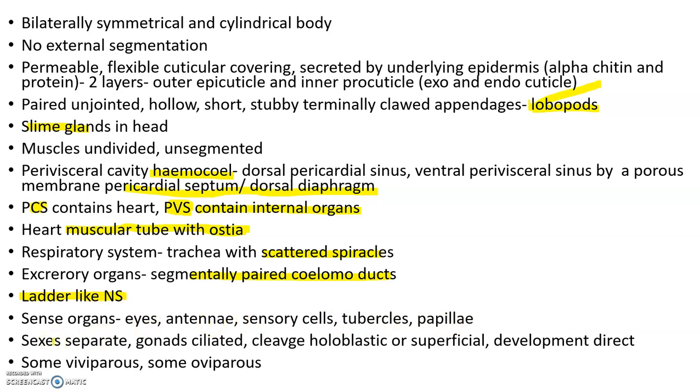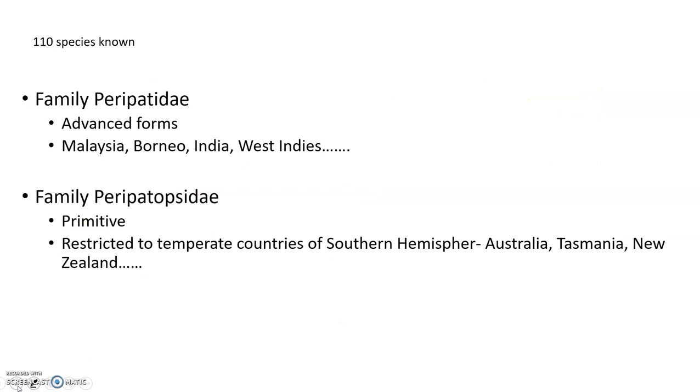Sexes are separate, gonads are ciliated, and cleavage here is holoblastic or superficial. Development is direct, meaning without any larval stage. Some of these organisms are viviparous, while others are oviparous. As you may know, viviparous means giving birth to young ones, and oviparous means they lay eggs. Now, almost 110 species of these organisms are known to us, and they are divided into two families.